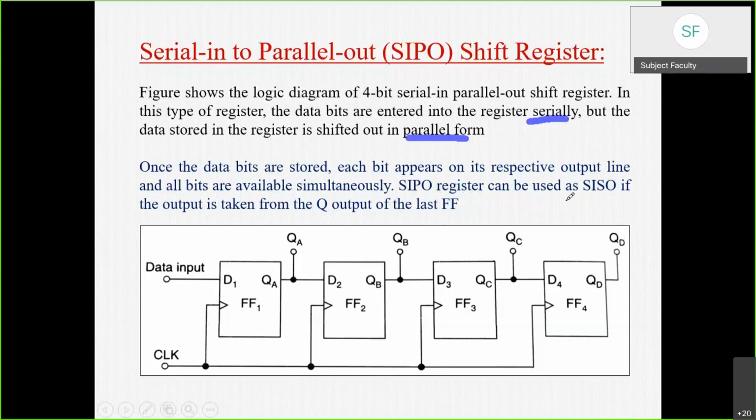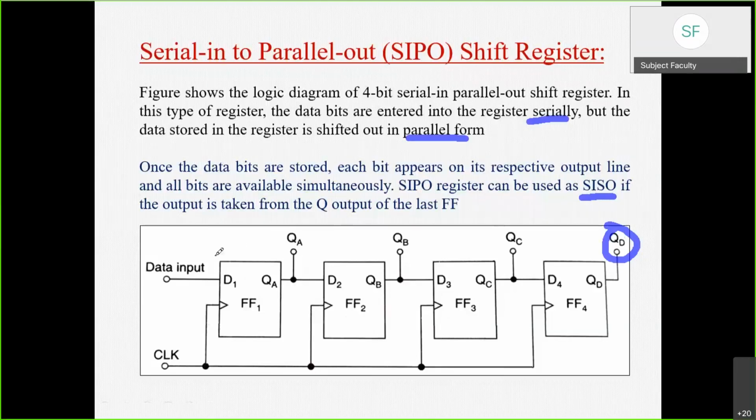So the SIPO register can be used as SISO. This sentence is very important. You can use this SIPO as SISO if the output you are taking is from the Q output of the last flip-flop. So if I have kept this complete logic diagram in a similar way and I'm only collecting my output from this terminal, then this complete shift register becomes SISO.